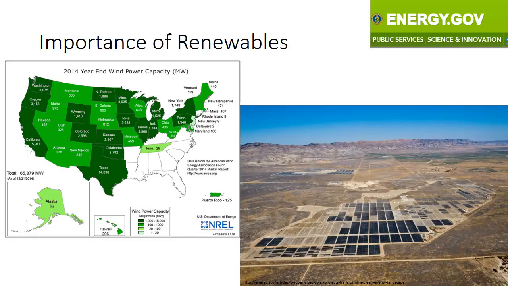I'd like to start this presentation by touching on the importance of renewable energy. As we can see from both the picture on the right and the map of the United States on the left, different forms of renewable energies are becoming extremely popular in the United States, mostly to reduce carbon emissions and reduce other greenhouse gases.